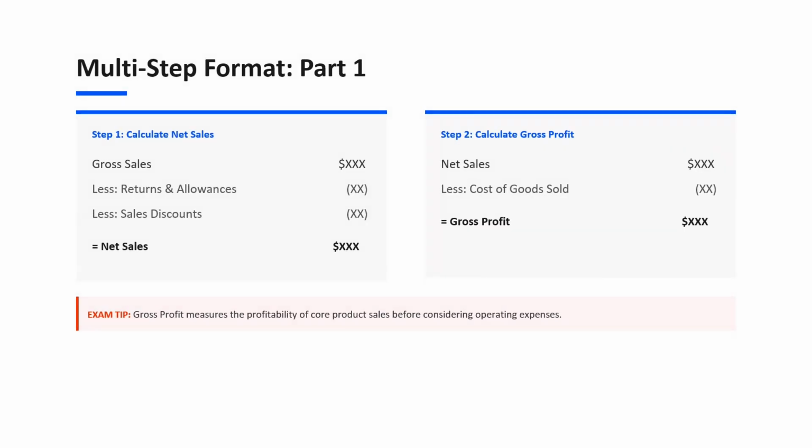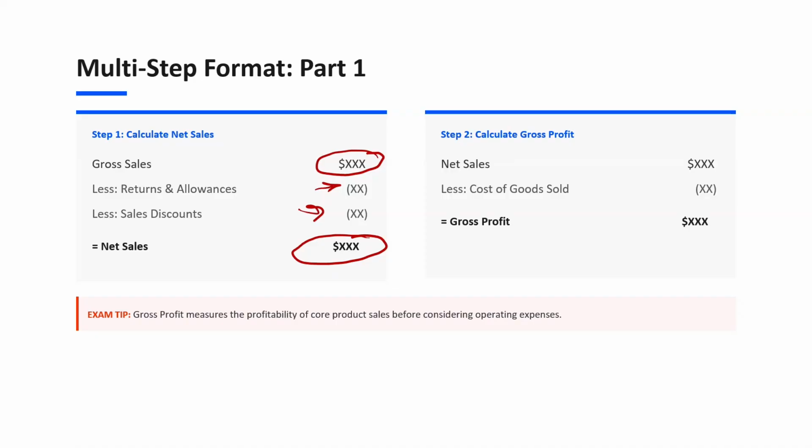Okay, so let's start the first part of the multi-step income statement to reach gross profit. First, we start with gross sales, subtract returns or allowances, and then the sales discount. After that, we reach net sales. Net sales is what the company earned from its primary selling activities.